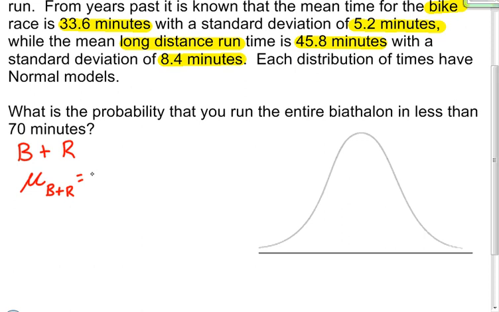So in this case, it would be 33.6 plus 45.8, which gives us a mean time for the entire race of 79.4 minutes.